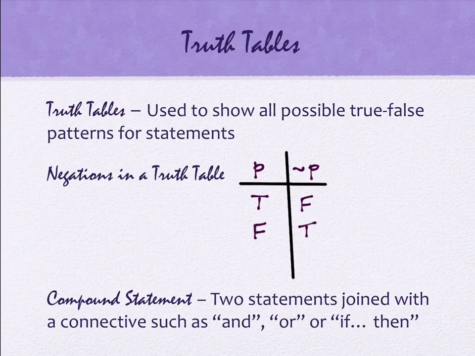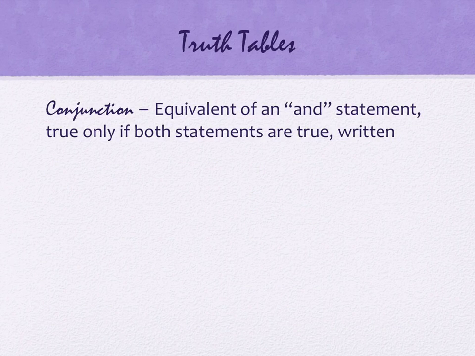So we're going to do three types of compound statements. The first one we're going to do is called a conjunction. A conjunction is an and statement. And it will be true only if both statements are true. The two statements that I'm going to talk about are statements P and Q. Those are my two statements. The way that I write an and statement is I write P, an upside down V, and Q. That upside down V, you can kind of think of it as looking like half of an N or something like that if you prefer. It means and.